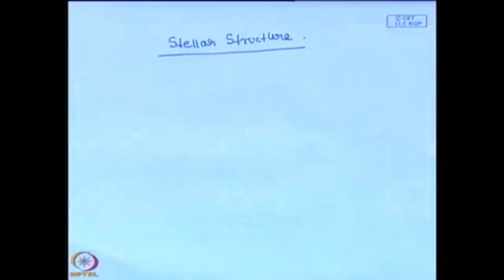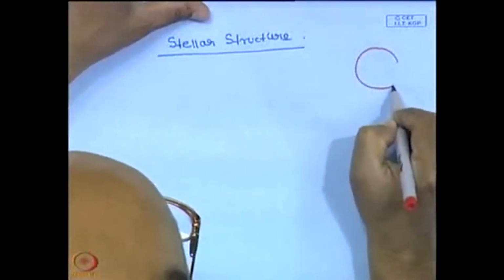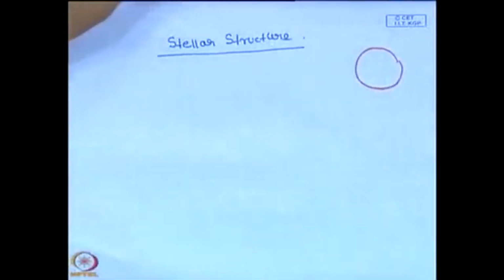So, we already have some idea about this. Now, in today's class, I am going to introduce the basic equations that govern this. This is the structure of a star. We think of a star as a ball of gas, a spherical ball of gas. Okay, that is the starting point. Every star is essentially a self gravitating spherical structure like this.